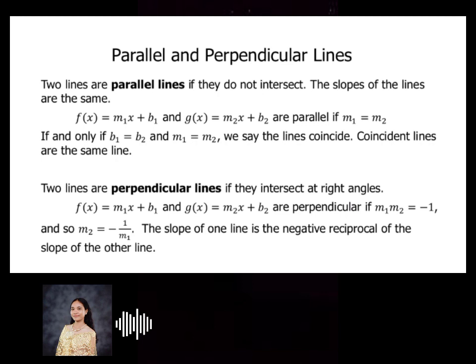Two lines are perpendicular lines if they intersect at right angles. f of x equals m sub 1 x plus b sub 1 and g of x equals m sub 2 x plus b sub 2 are perpendicular if m sub 1 times m sub 2 equals negative 1. And so, m sub 2 equals negative 1 over m sub 1. The slope of one line is the negative reciprocal of the slope of the other line.